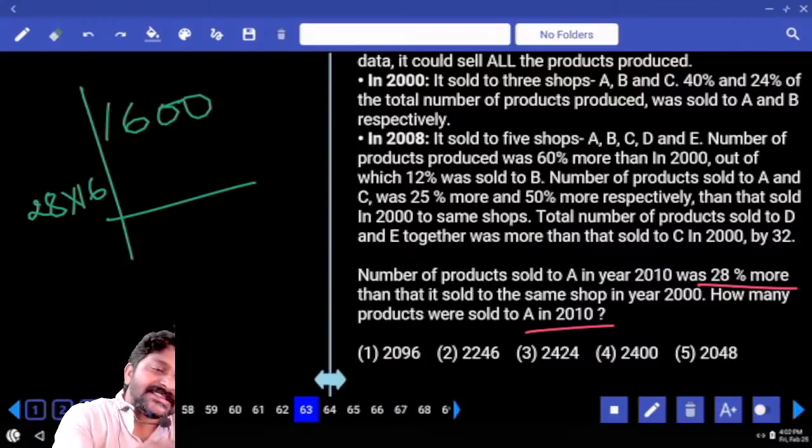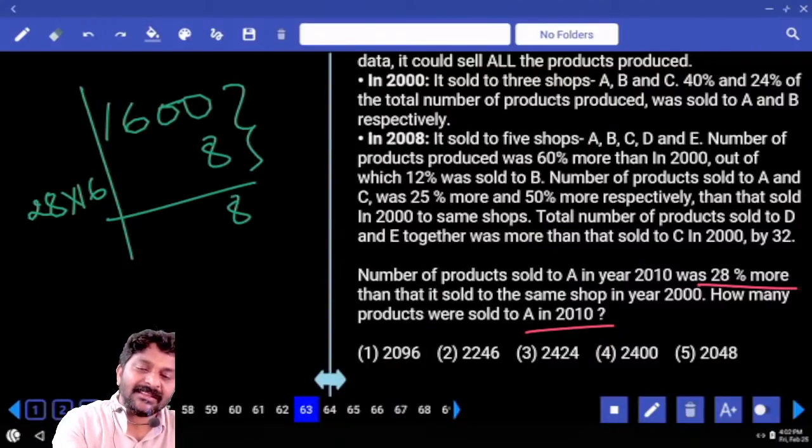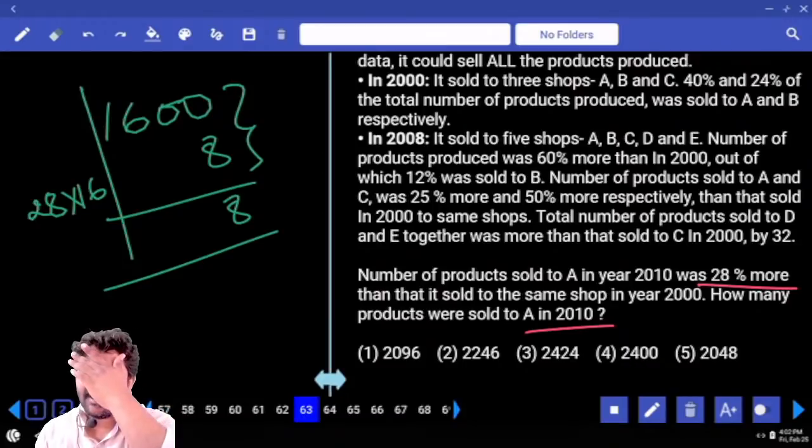6 into 8, so the answer must end with 8. Then the sum must end with 8. So how many options are ending with 8? Only the fifth option. Final.